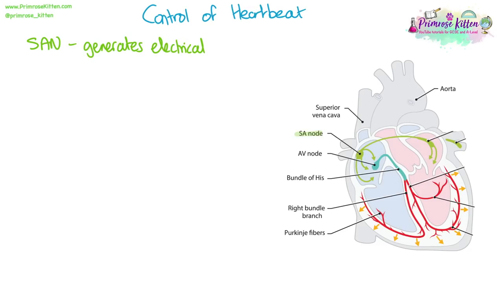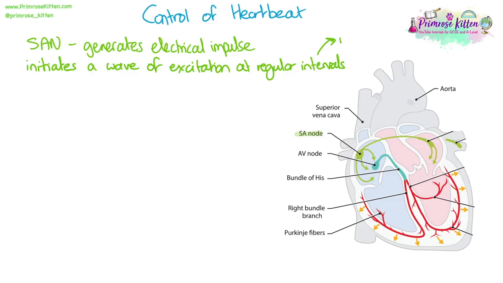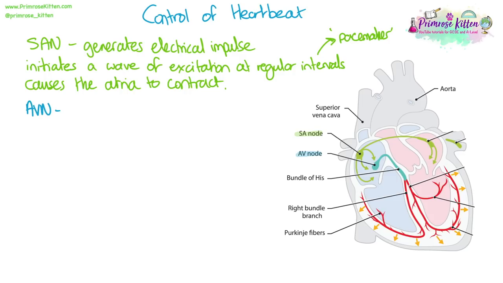Control of heartbeat starts with the sinoatrial node. This generates electrical impulses and initiates a wave of excitation at regular intervals. It's sometimes known as the pacemaker. The wave of excitation from the sinoatrial node causes the atria to contract and squeeze blood into the ventricles.